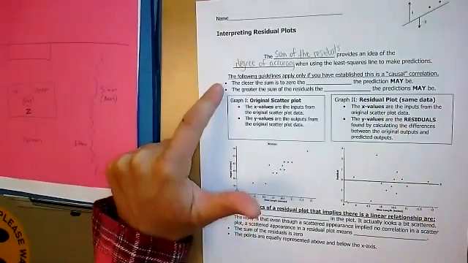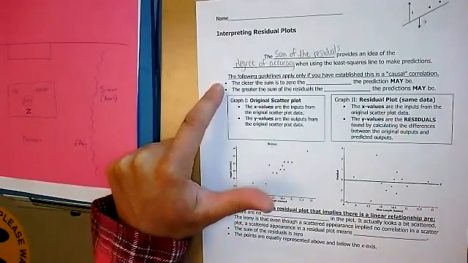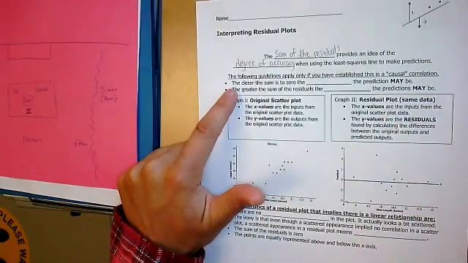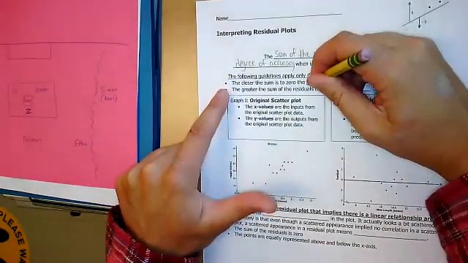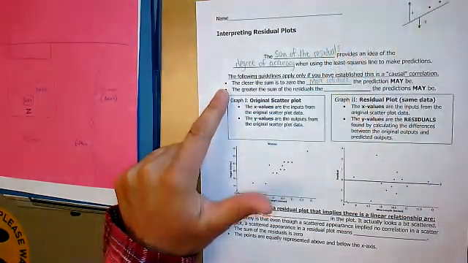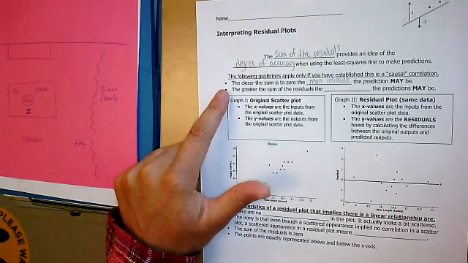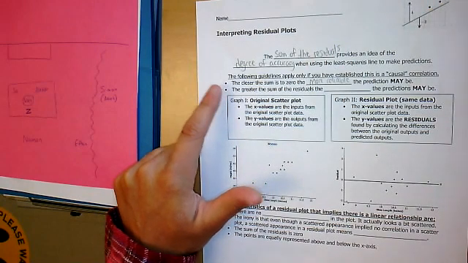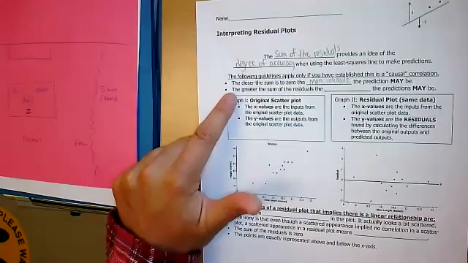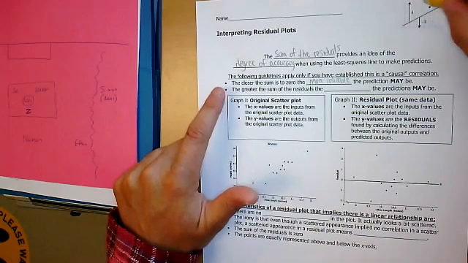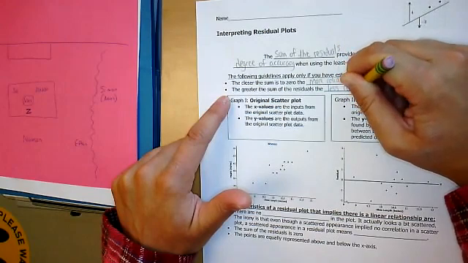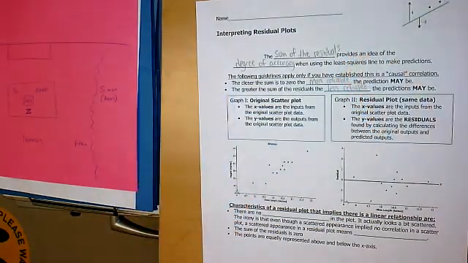Now it says the following guidelines apply if and only if you have established this is a causal correlation, meaning there's some kind of relationship going on, okay? So the closer the sum is to 0, the more reliable the prediction may be, right? So based on how close those data points are to the line, that means it's going to be a pretty reliable line there, right? But the greater the sum of the residuals, meaning if they're further away from the line, that means it's going to be less reliable that the predictions may be, okay?